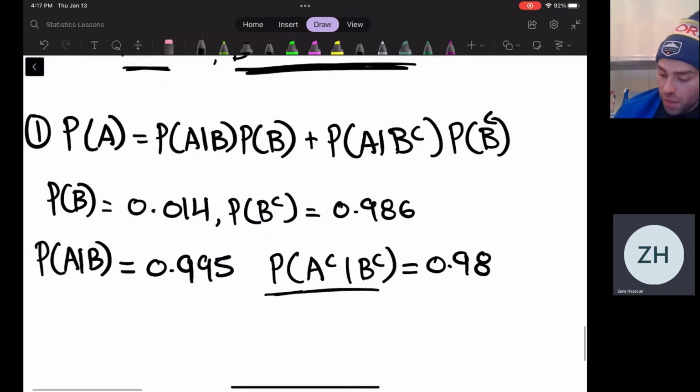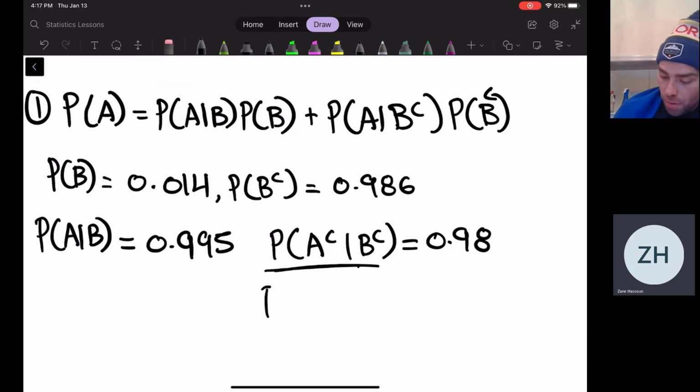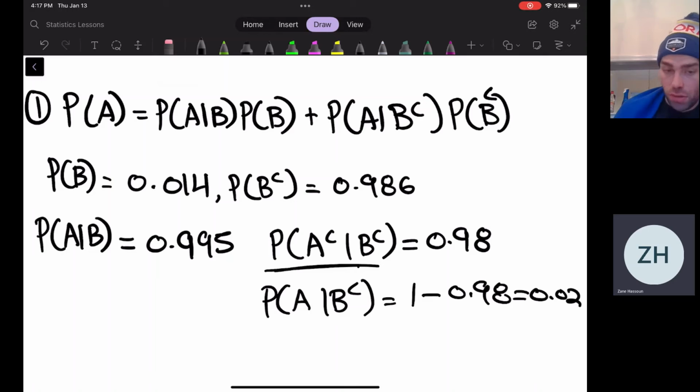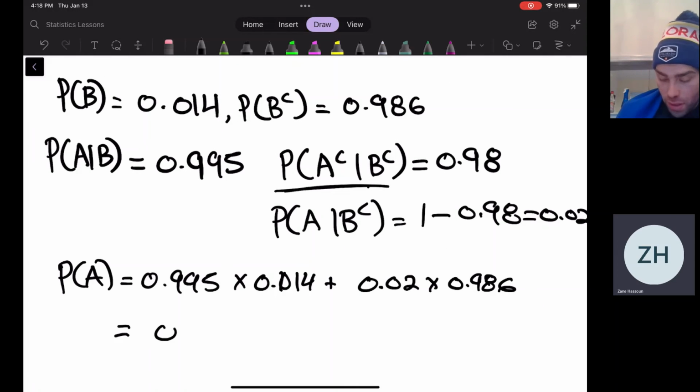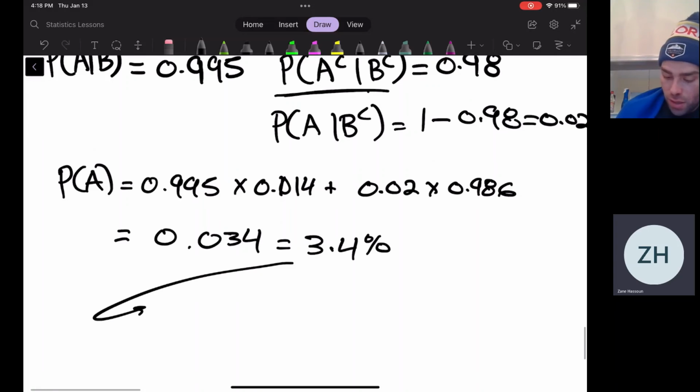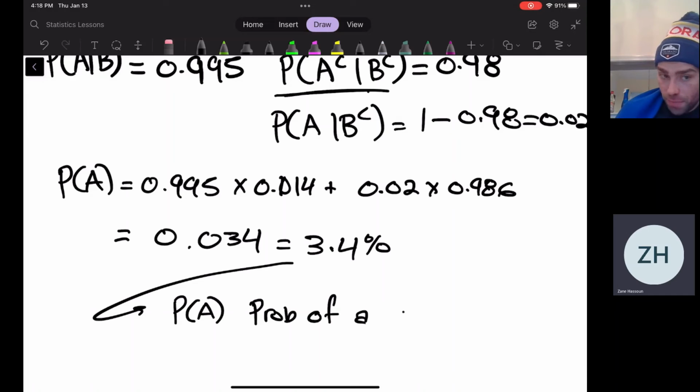And the complement of this is simply the probability of A given B complement, which is 1 minus 0.98, which is 0.02. That gives us 0.034 or 3.4%. So this would be P(A), which is the probability of a positive test.